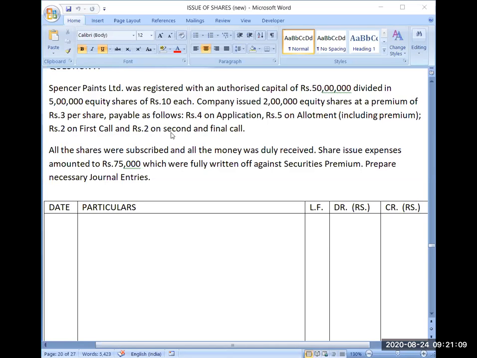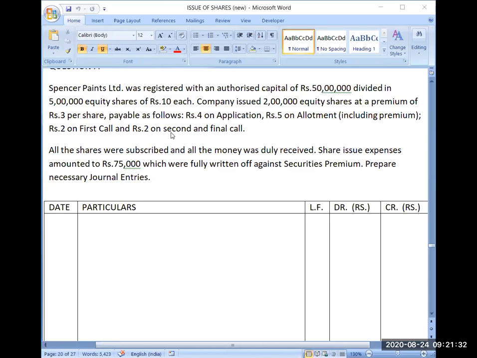Share issue expenses are 75,000, which were fully written off against securities premium. We have discussed earlier that share issue expenses can be covered from the securities premium account. Because you have a securities premium account here, you will be able to write it off from securities premium.